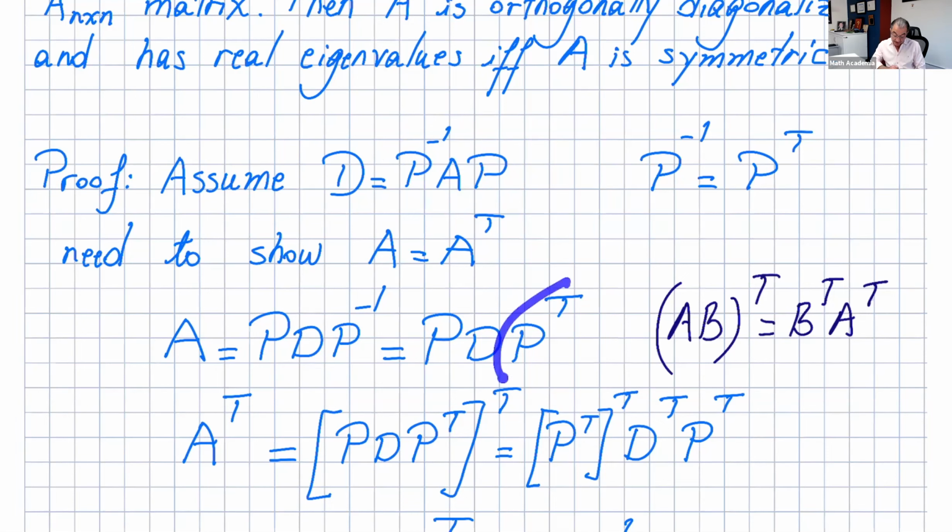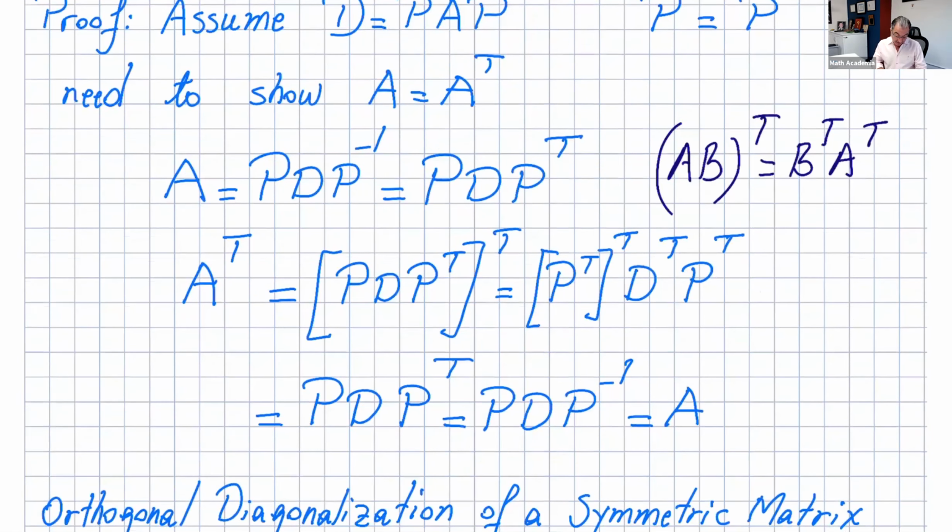But we know that P inverse is just the transpose of P. The transpose of A is the transpose of that matrix. The way you write the transpose of AB is B transpose times A transpose. So here you can write the transpose of the third one, the transpose of the second one, and the transpose of the first one. This is a property of the transpose of matrices.